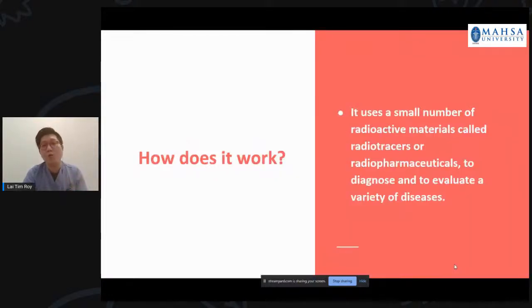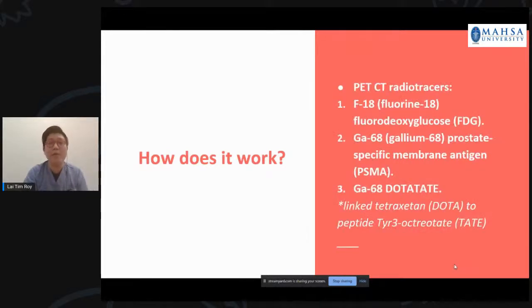Okay, it uses a small amount of radioactive material called a radiotracer or a radiopharmaceutical to diagnose and evaluate a variety of diseases. There are three types of PET CT radiotracers here. The first, which is the most common one, is the F18, which is fluorine-18 fluorodeoxyglucose. We call it FDG.